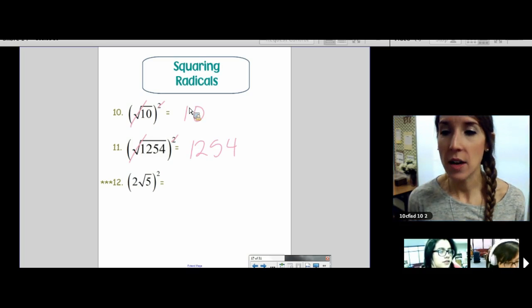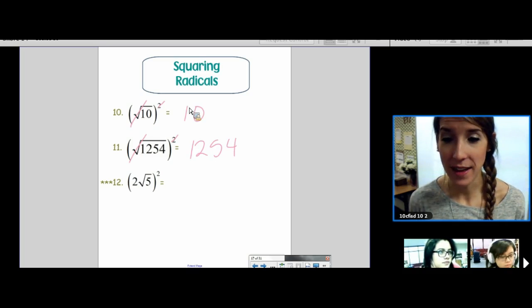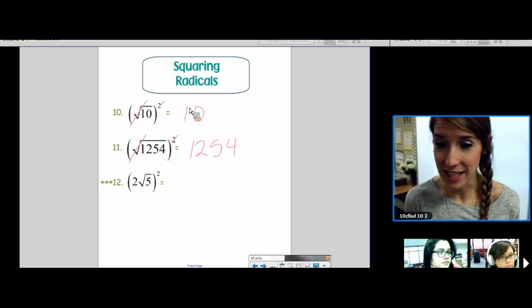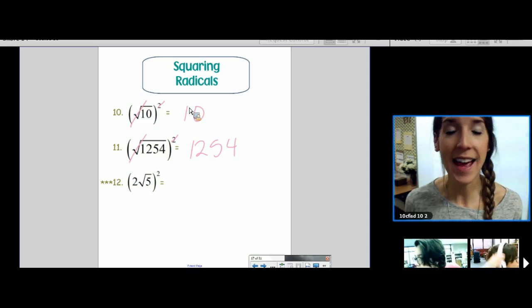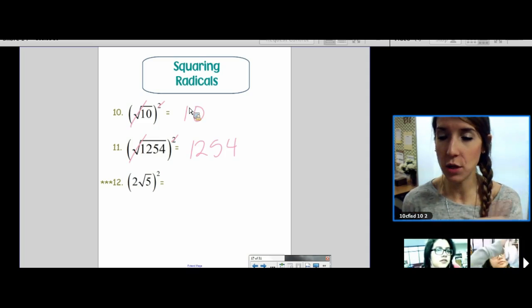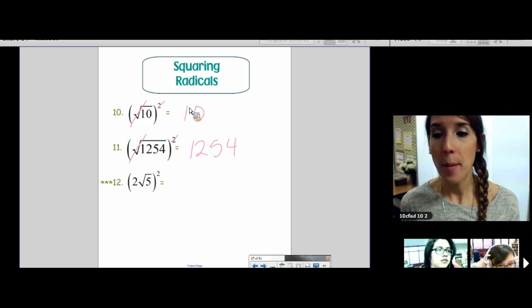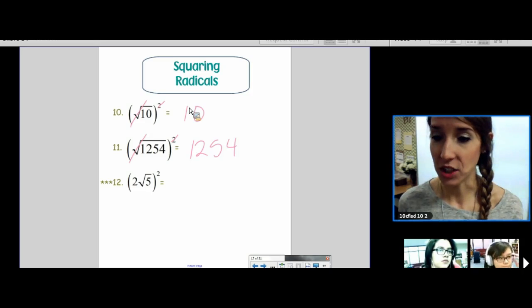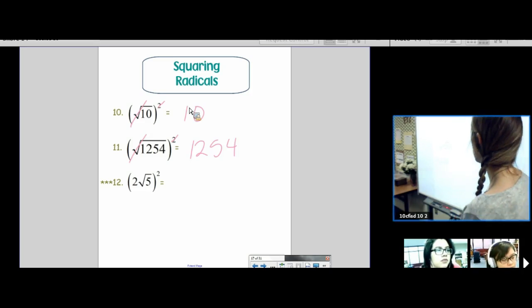Okay? Now, number 12, I put 3 stars by it because people tend to get it wrong on the quiz. A lot of people write 10 as the answer. They do square root of 5 squared, they cancel it out, and they do 2 times 5, and they get 10. But it isn't 10, it's actually 20. And you can look at this 2 ways.